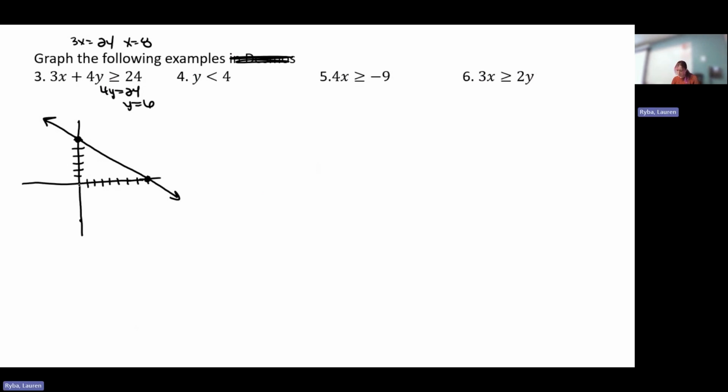Okay, quick way to check. Plug in the origin. 0 plus 0. Is 0 bigger than 24? No. So it can't be here. It's got to be above my line.